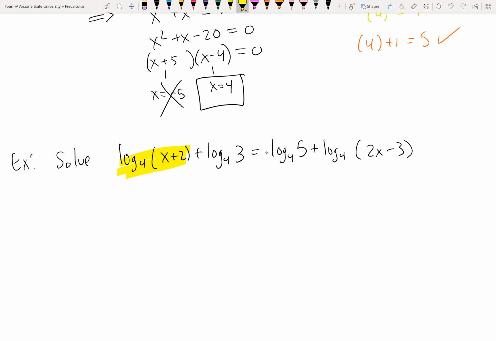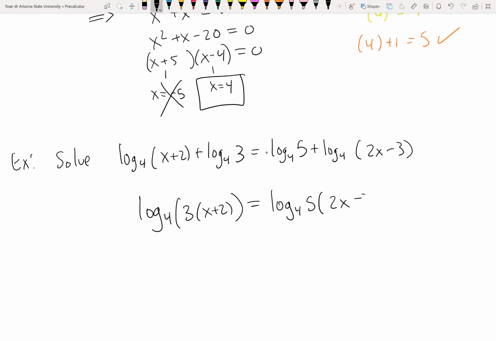This is a log, this is a log, this is a log, this is a log. Everything is a log. There's no loose separate constants, so the name of the game is to transform it into type 1 by using properties. Everything is plusing each other, so according to the product property, you just multiply everything together. So this is log base 4 of 3 times x plus 2. That equals log base 4 of 5 times 2x minus 3.